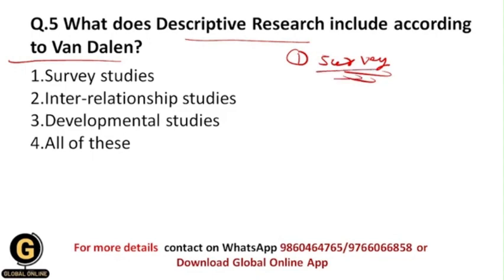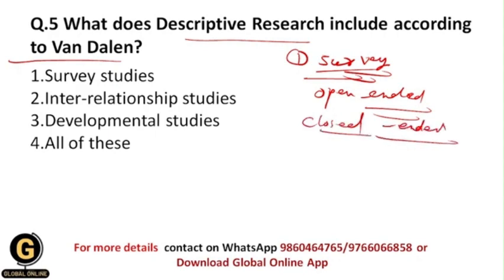In survey studies we deliver open-ended questions, from which we get descriptive answers, and we also include closed-ended questions, from which we get closed answers. Basically, we provide choices in closed-ended questions, and we get the answers from those choices.